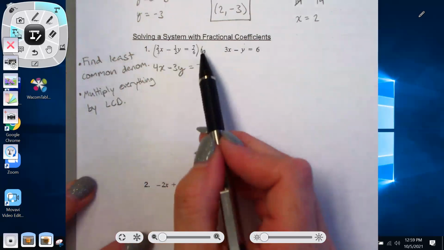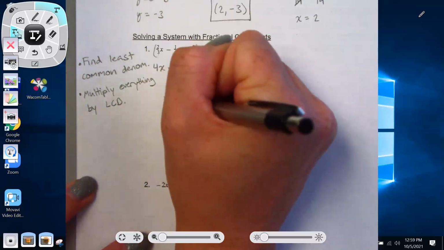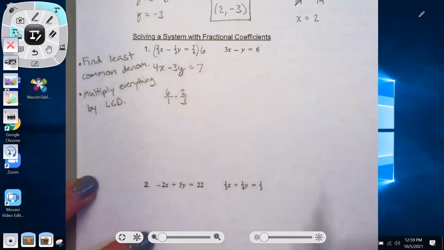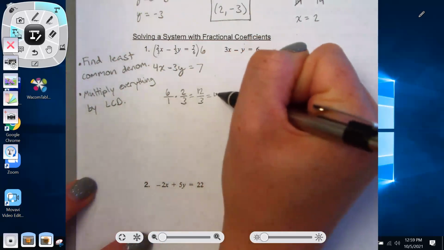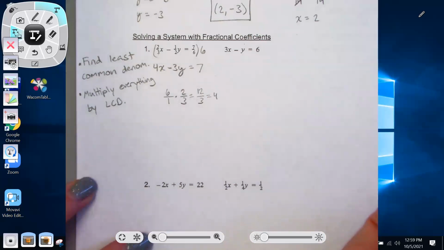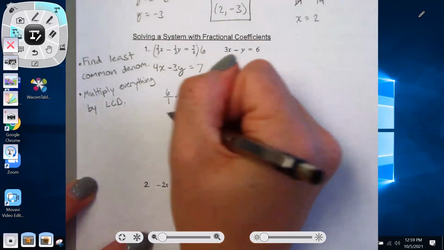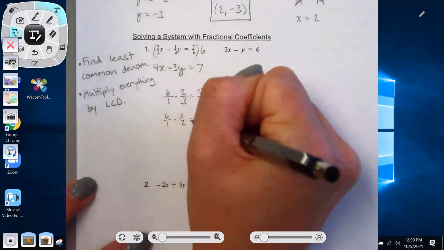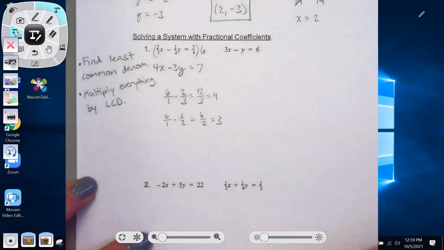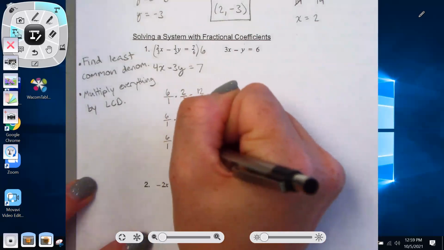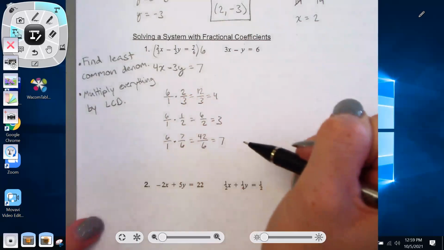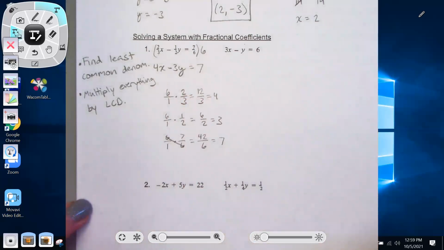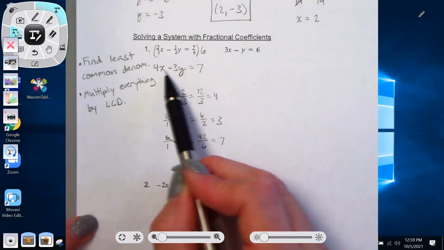Okay, so when I multiplied 6 times 2/3, it's technically 6 over 1 times 2 over 3. You don't have to write this if you don't want to, but 6 times 2 is 12, and 12 divided by 3 is 4. 6/1 times 1/2 is 6/2, which is 3. 6/1 times 7/6 is 42/6, which is 7. Or you could just say that these sixes cancel out and leave you with 7. Now we have two equations, no fractions to deal with.